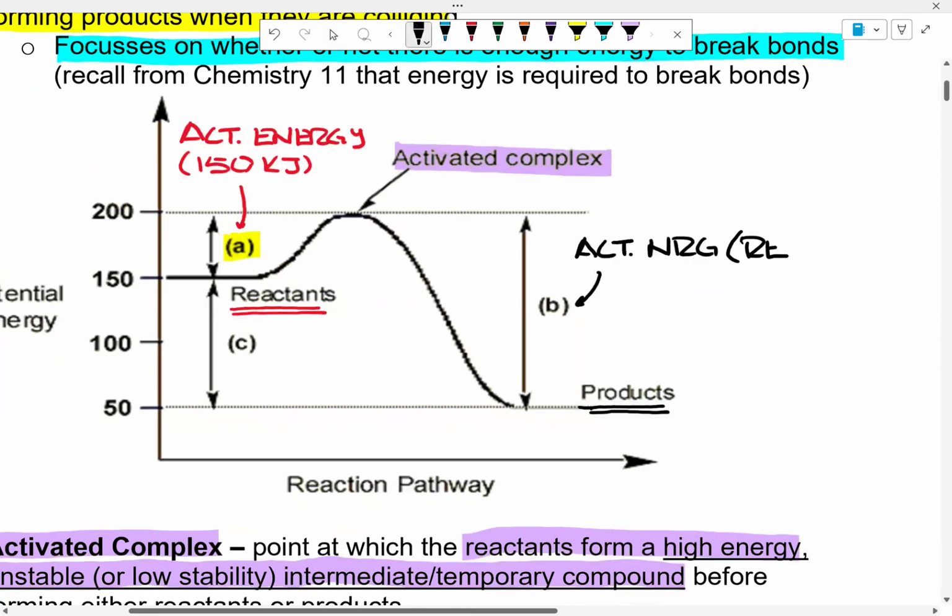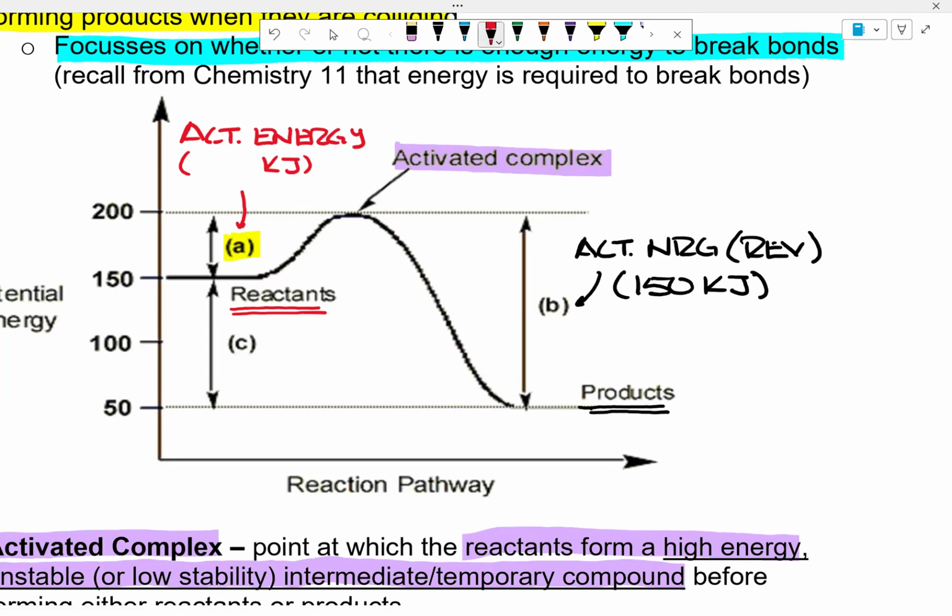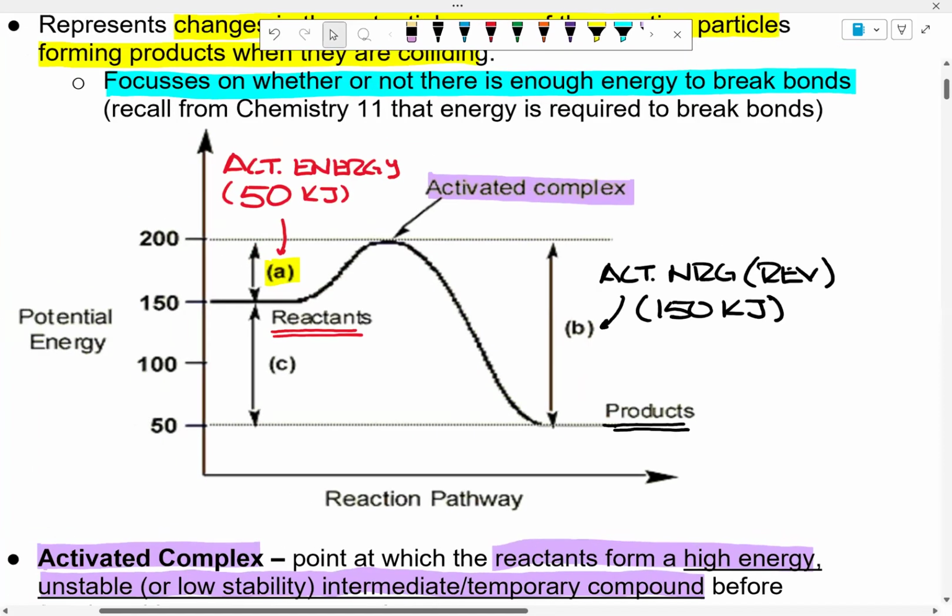For the reverse, in this case, would be the height difference between the products and the activated complex. This would be 150 kilojoules. Oh, my mistake. The activation energy here is not 150. It should be 50 kilojoules. Sorry, my bad. Okay, so that's the one thing for you to be aware of.